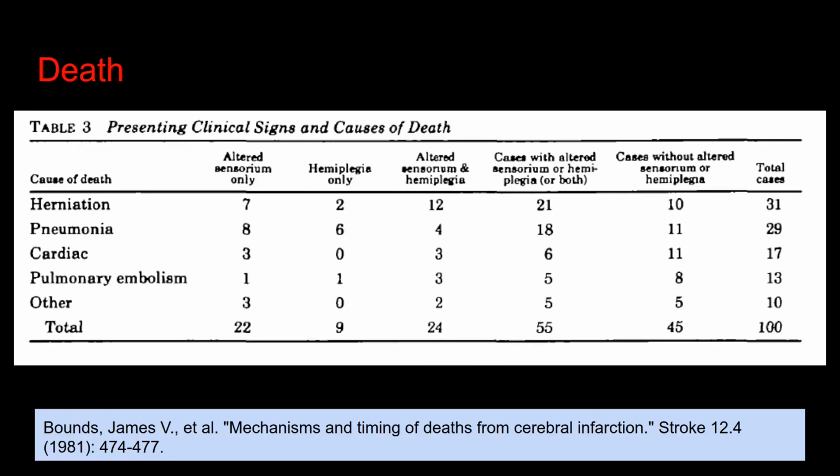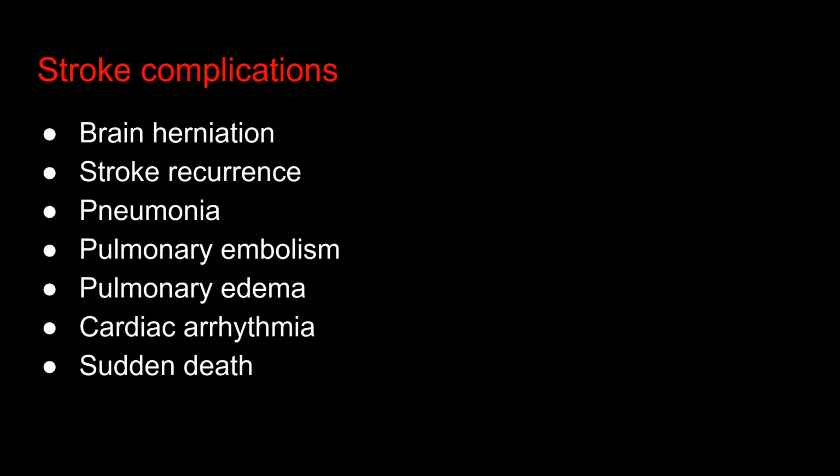So the thing that we don't want to happen the most is death. As you can see here, most of the deaths are neurological in terms of brain herniation, but they can also expire due to pneumonia, cardiac reasons, or pulmonary embolism. So as to the neurological versus non-neurological complications, they are listed here, and we will go through them one by one.